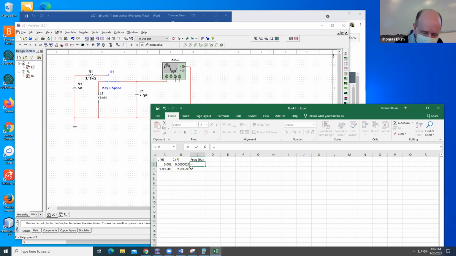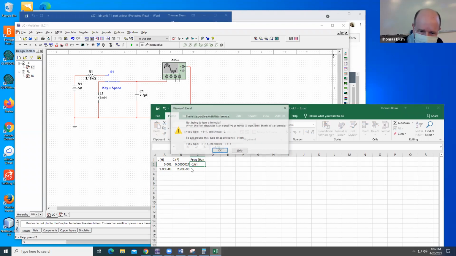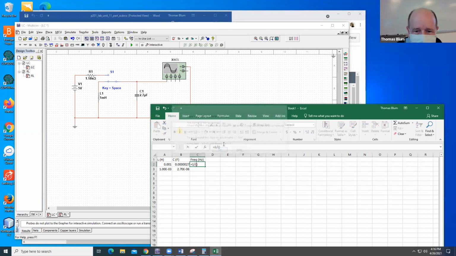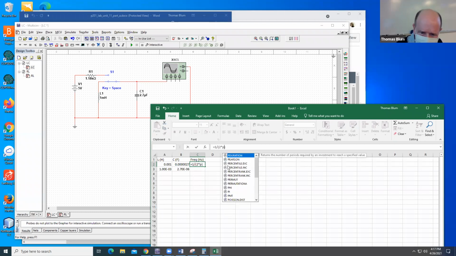It was equal 1 over a whole bunch of stuff. So here's my parentheses for a whole bunch of stuff. And now I want to go in there and do that whole bunch of stuff. And then there was 2 times pi. So I'm going to say 2 asterisk pi. I'm going to do it the fancy way, and then I'm going to do it the silly way. The fancy way in Excel to get pi is PI open close parenthesis.